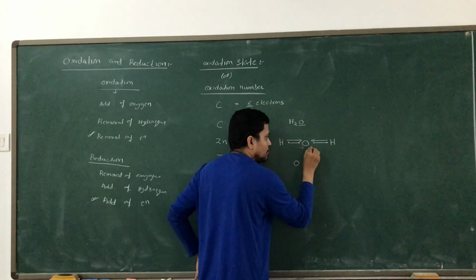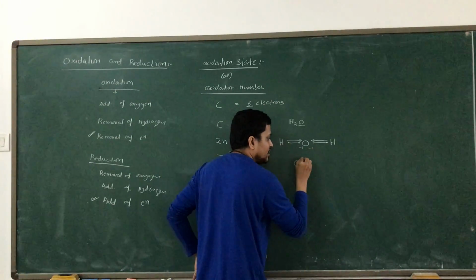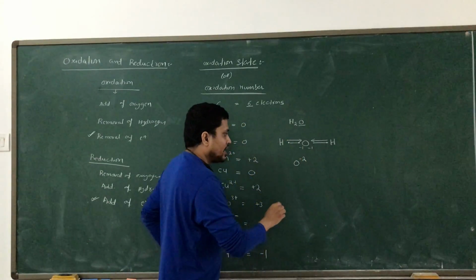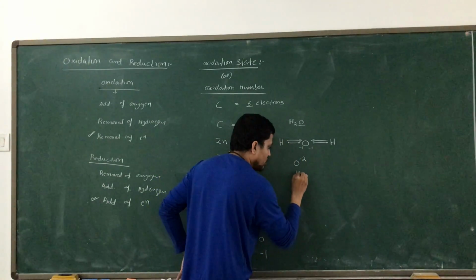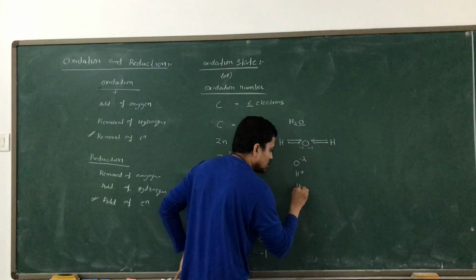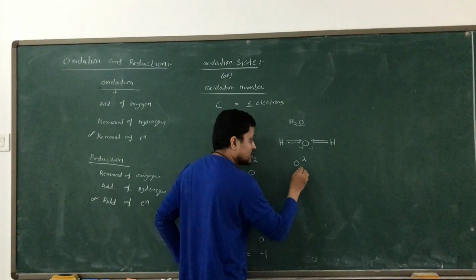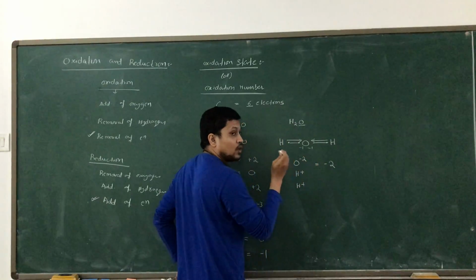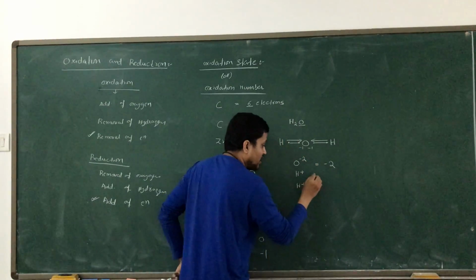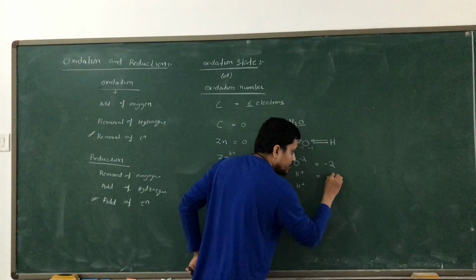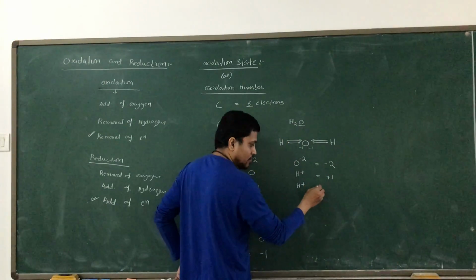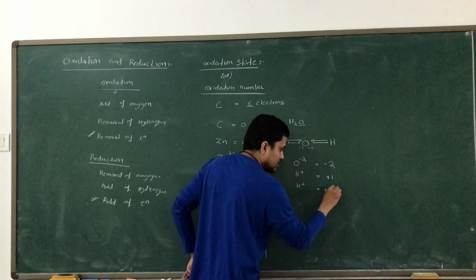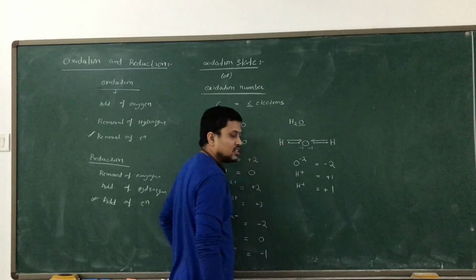So minus 1, minus 1. That means it gets minus 2. And hydrogen is losing the electron. Each hydrogen becomes H plus, H plus. So what is the oxidation state of oxygen over here? Minus 2, because it is going to take the 2 electrons because of electronegativity. In the same way, hydrogen is going to give 1 electron, so here also plus 1 for this hydrogen.